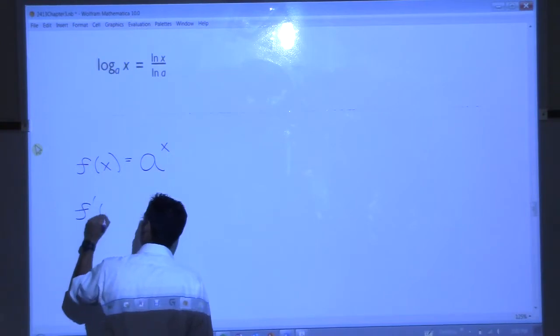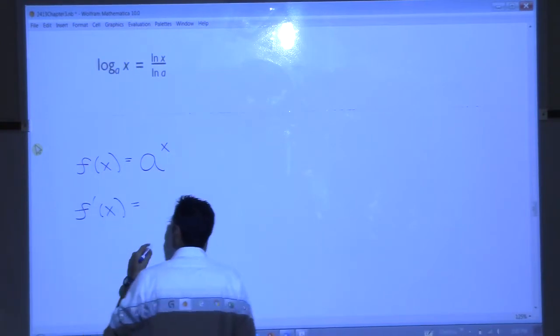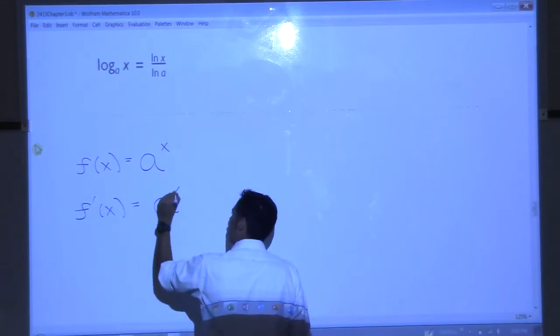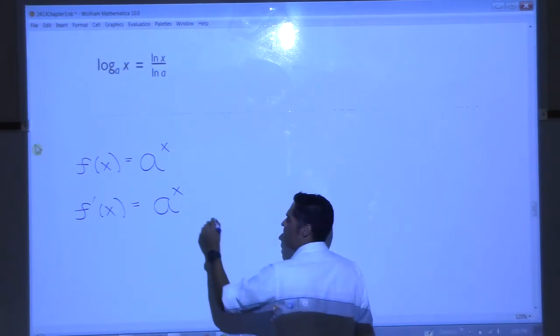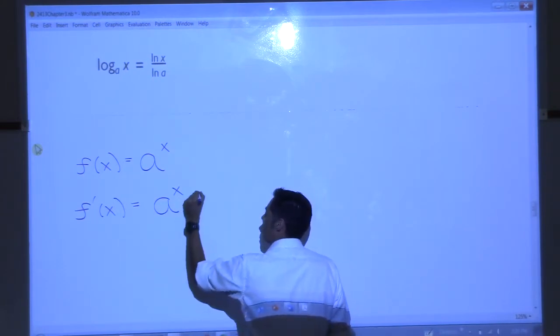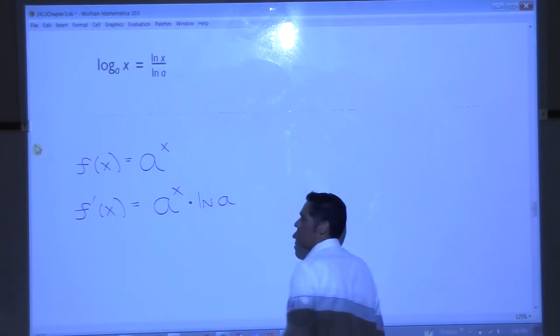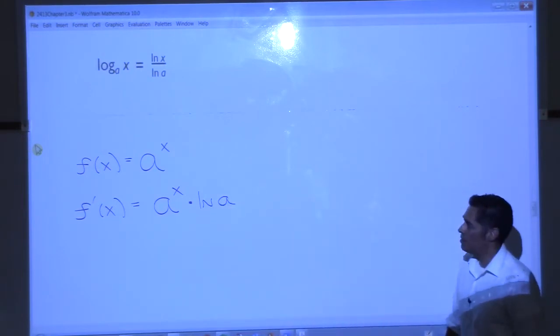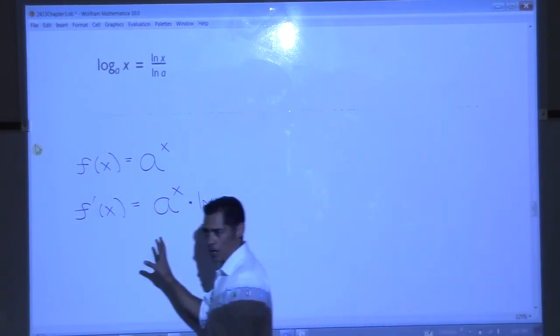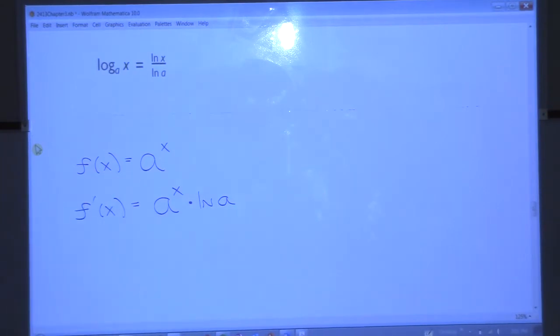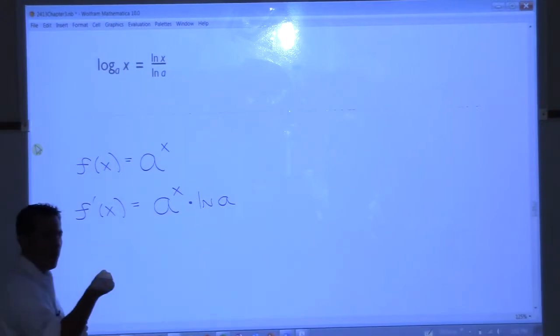So the derivative of this is, well, itself, which is actually pretty nice. But there's one thing you have to multiply this by: the natural log of the base itself. And this is kind of our formula. All right, this is the formula we're going to use now. This is on your cheat sheet, or on your formula sheets. This derivative formula is there.